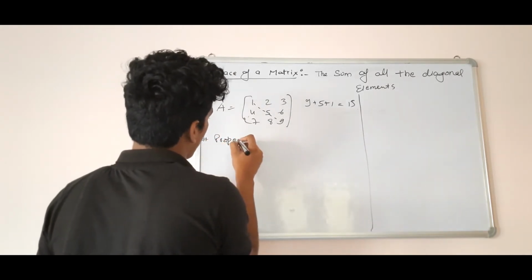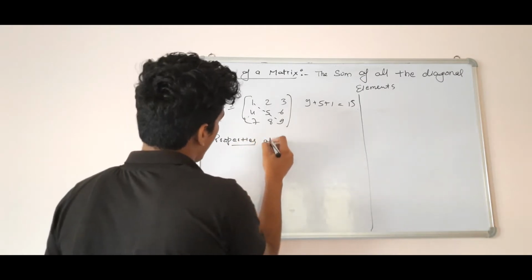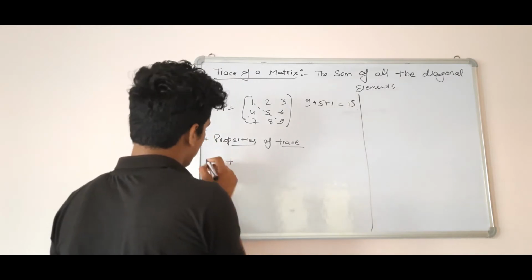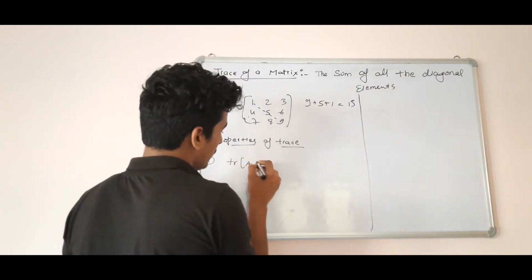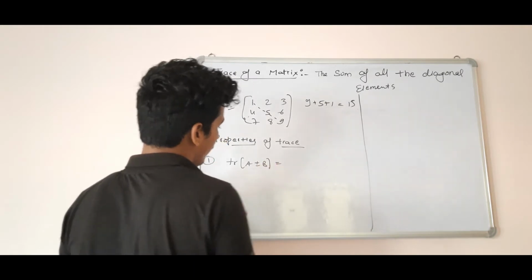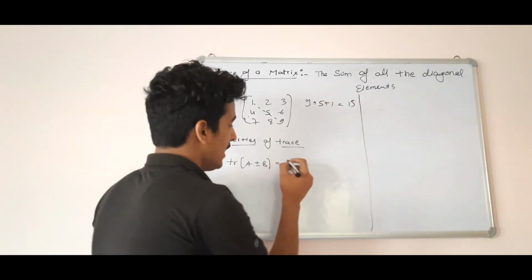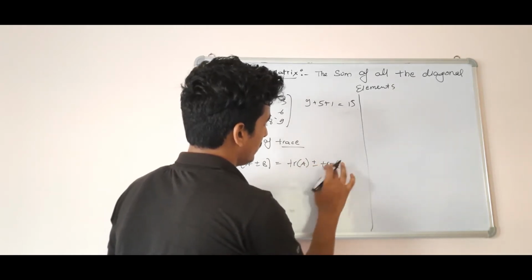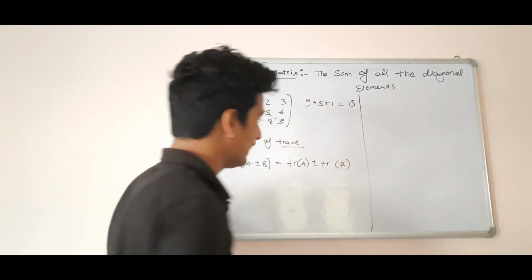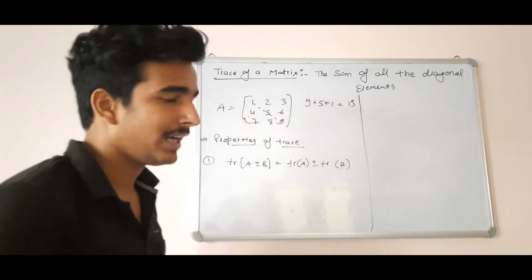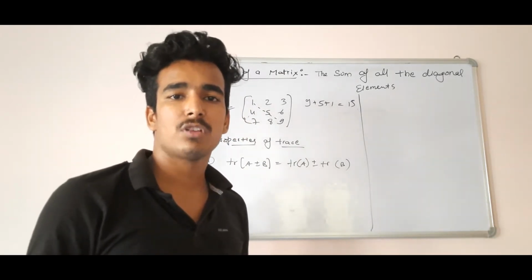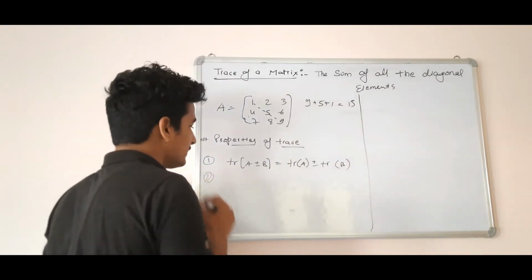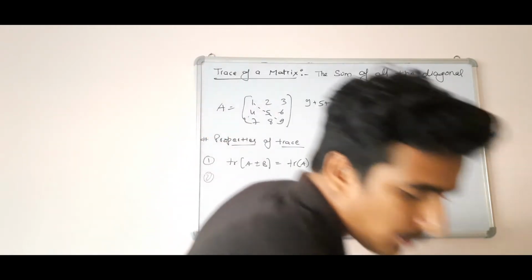Properties of trace. The first is addition and subtraction. The trace of the addition or subtraction of two matrices is equal to the individual addition and individual subtraction of their traces. This is the basic property. We all know that in addition there is addition of individual elements. So this is our first property.